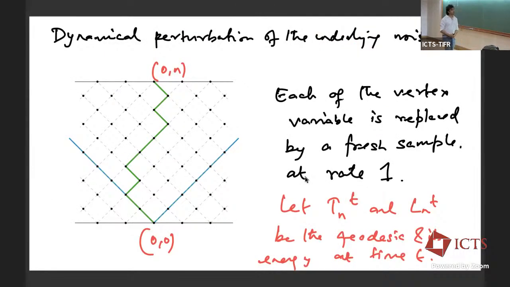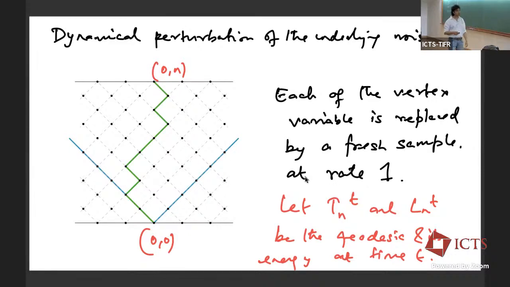Okay, so dynamical perturbation of the underlying noise. Again, I'll state the result in this semi-discrete setting, but for purposes of exposition, or just conveying intuition, it's easier to talk about a discrete model. So let's go back to this discrete LPP model where you have vertices and random weights on vertices. And let's say each weight gets replaced by a fresh, independent sample at rate 1, exactly like what we did for critical percolation. So every vertex has a random weight. Whenever the clock rings, you just throw it out and replace it by a fresh sample, okay?